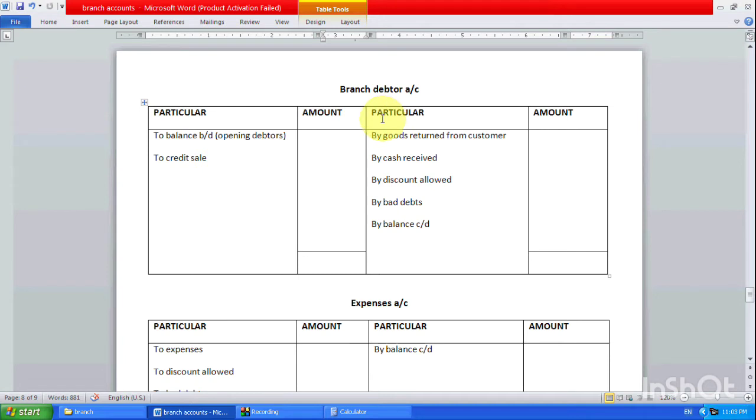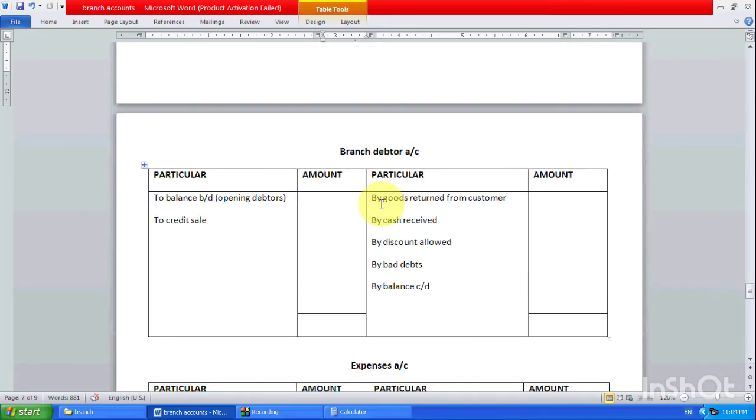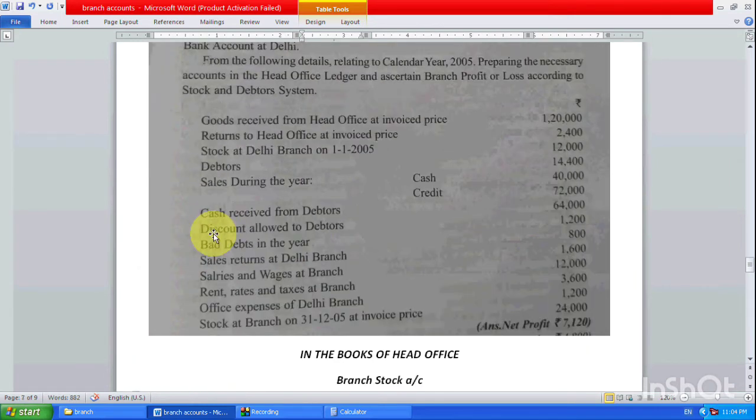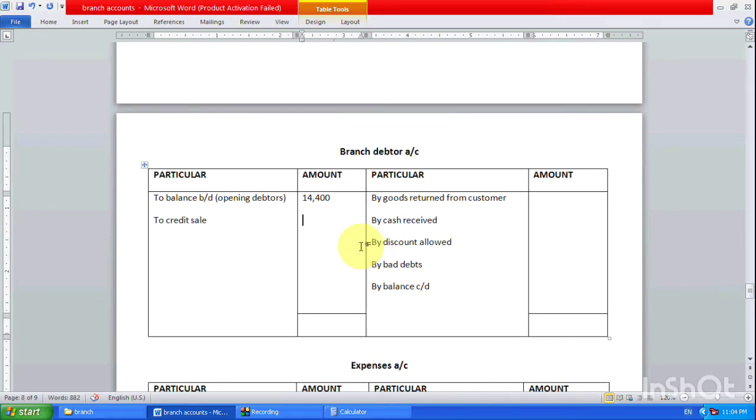Now, branch debtors account. Here, we have to take all the entries relating to debtors. So first, to balance brought down, opening debtors we have to take. See here, after stock, debtors is given 14,400. There is no closing debtors, so we have to find it. So opening is 14,400. To balance brought down, opening debtors. Now credits are 72,000 only. Okay, credit sale is mentioned here, 72,000.